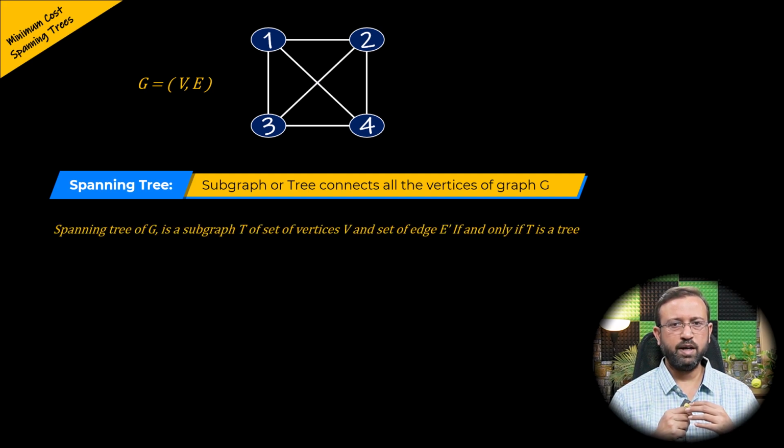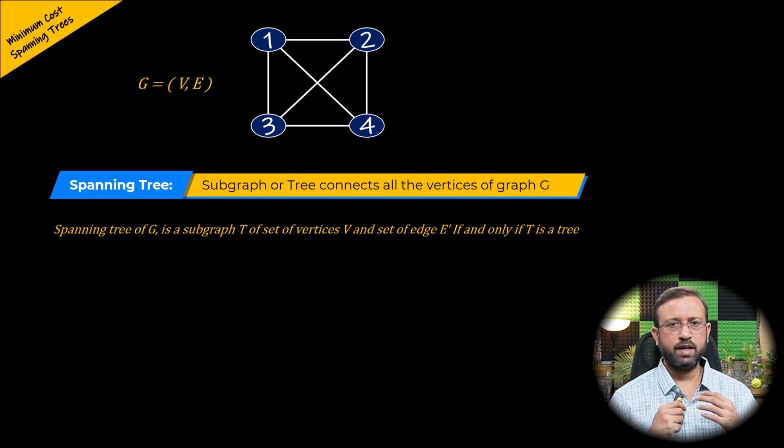So, the spanning tree of a graph G is a subgraph T of the set of vertices V and set of edges E dash if and only if T is a tree and V is the set of vertices in graph G and E dash is the subset of edges in graph G.